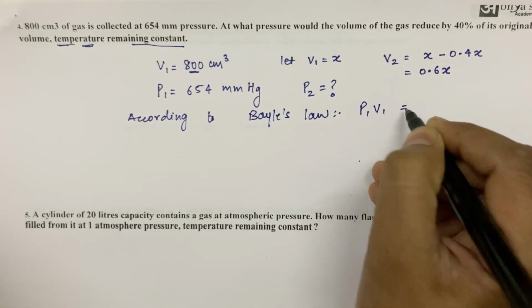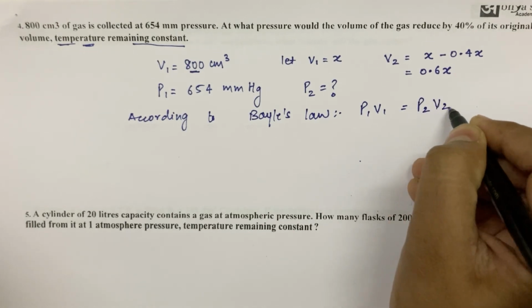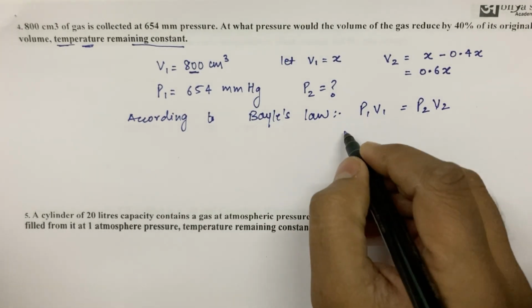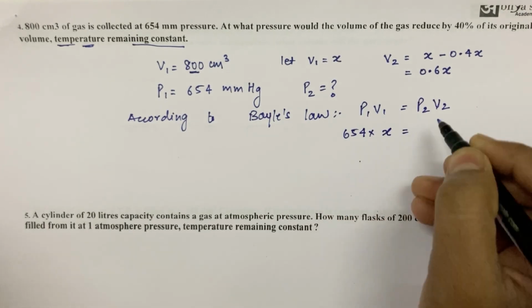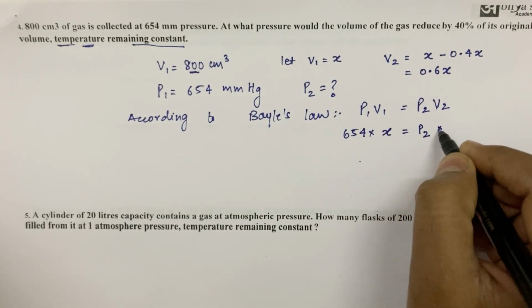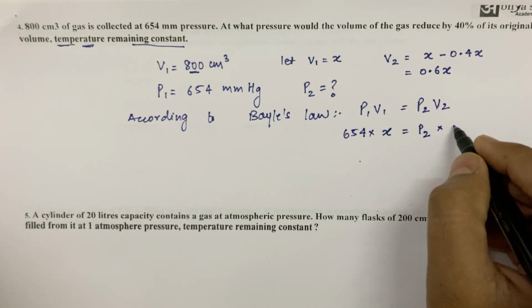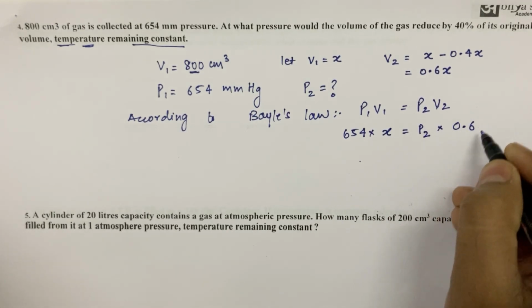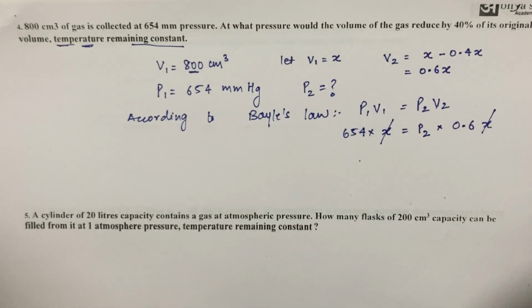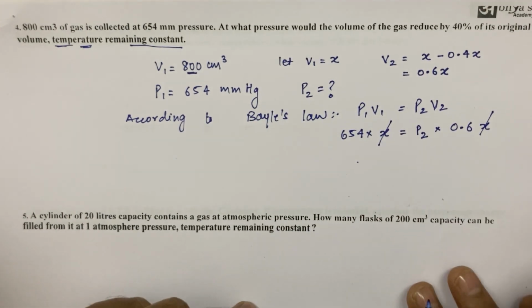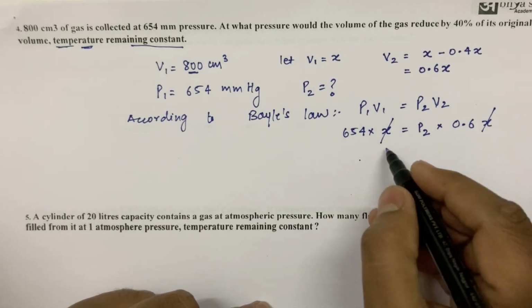P1 V1 equals P2 V2. So P1 is 654 into V1, I am writing it as X, that is equal to P2, which we have to find, into V2. V2 is equal to 0.6X. So always remember, in such examples the main volume will be eliminated, so the X value will always be eliminated.